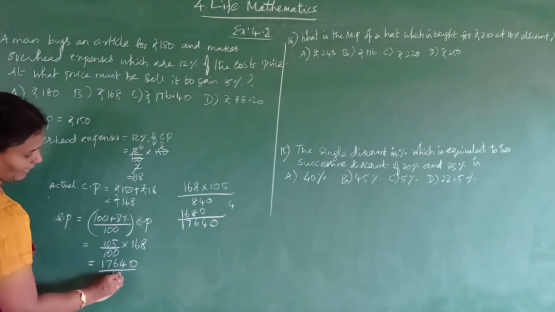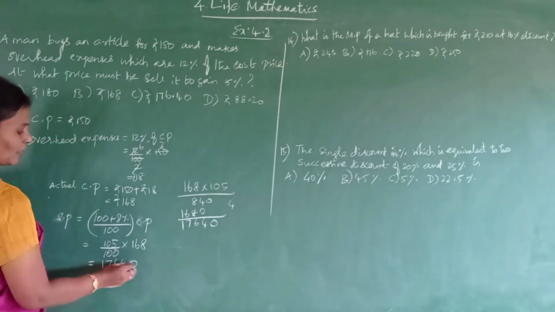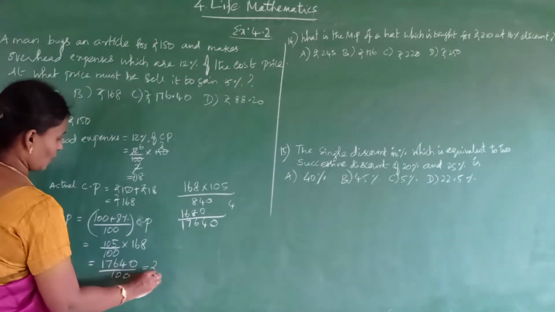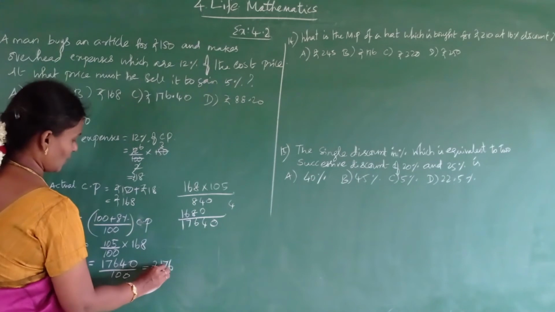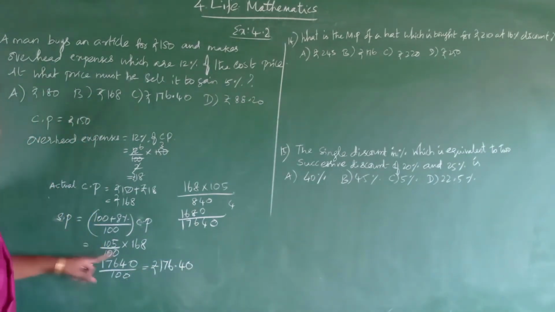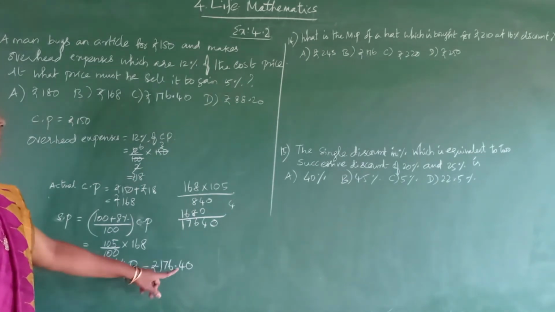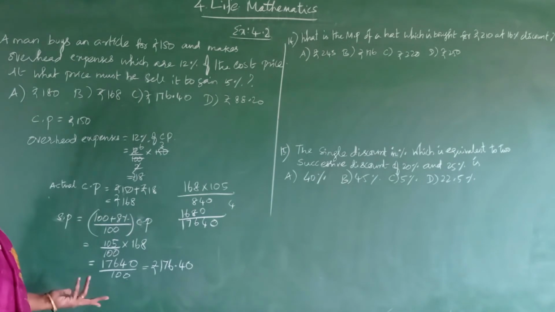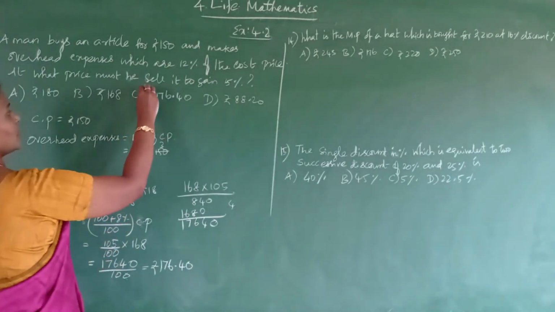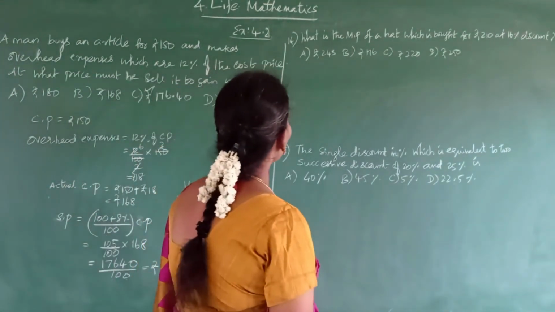17640 by 100. So 100 means we put the decimal point after 2 digits. So this is equal to rupees 176.40. Therefore SP, the selling price, is rupees 176.40. 40 means 176 rupees 40 paise. So this is option C. Understood, children? Good. Now we see the 14th one.